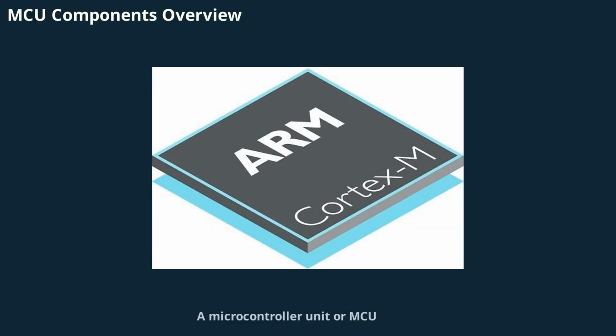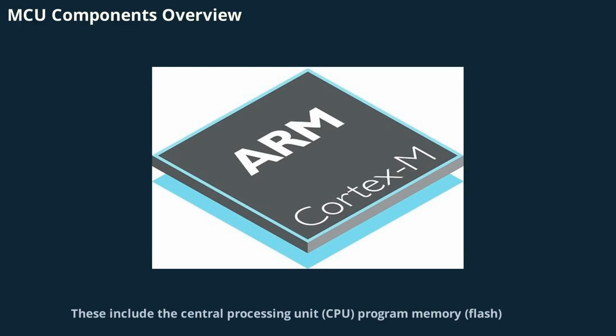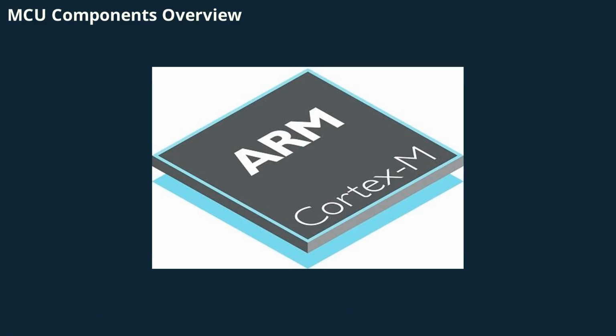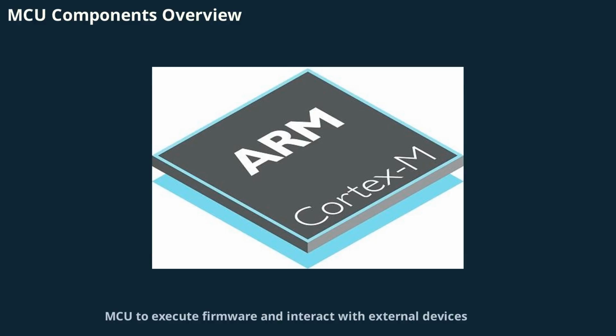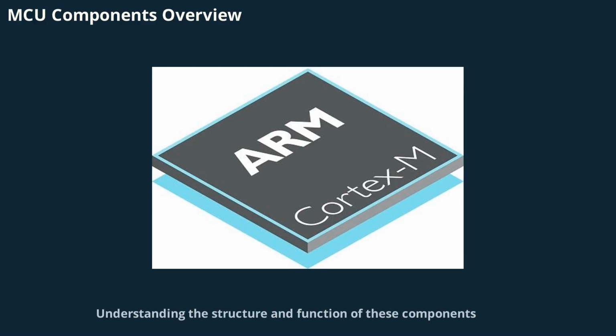A microcontroller unit, or MCU, integrates several essential components on a single chip. These include the central processing unit (CPU), program memory flash, data memory RAM or SRAM, peripheral interfaces, clock management, and power management units. Each component plays a vital role in enabling the MCU to execute firmware and interact with external devices. Understanding the structure and function of these components is key to effective firmware design and troubleshooting.